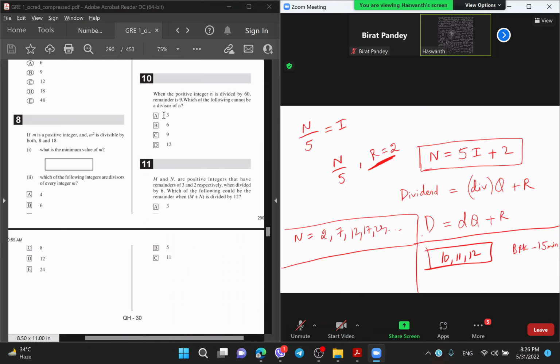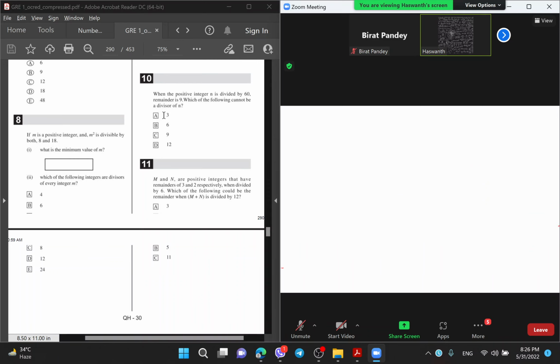Concentrate here now. Let's discuss these questions. N is a positive integer which leaves a remainder 9 when divided by 60. Which of the following cannot divide n? So n when divided by 60 leaves a remainder 9.